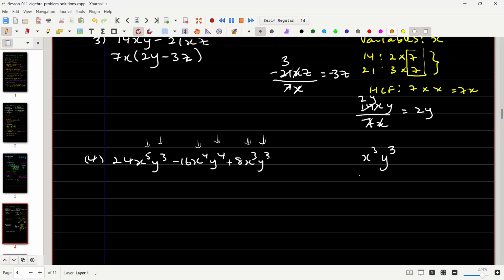And then we have to find the HCF of 24, 16, and 8. So 8, 16, 24, we have to find the HCF of. So this is 2 to the third power, which we already worked out.